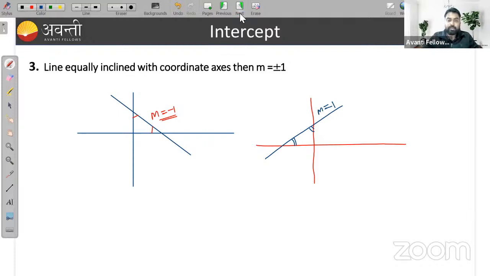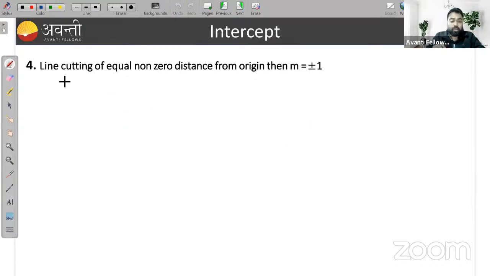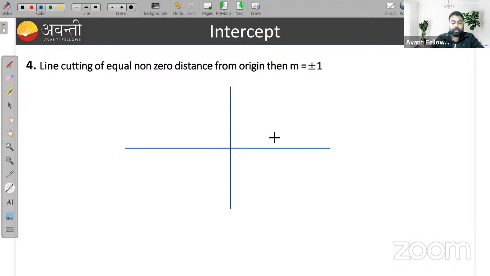And the last result is on intercept: a line cutting off equal non-zero distance from the origin. Then the slope will be plus or minus 1. The line cutting off equal non-zero distance from the origin. Let's see how the figure would be. Suppose 4 lines cutting off equal non-zero distance from origin.